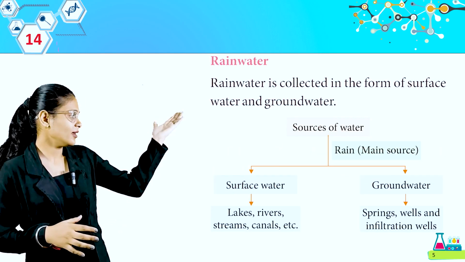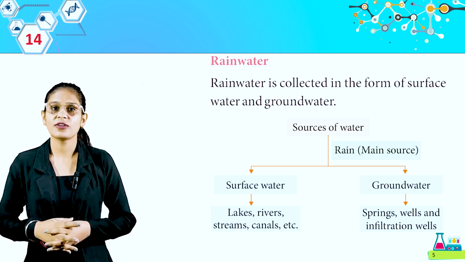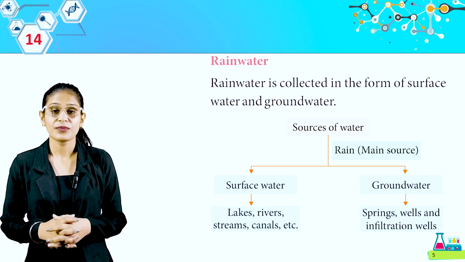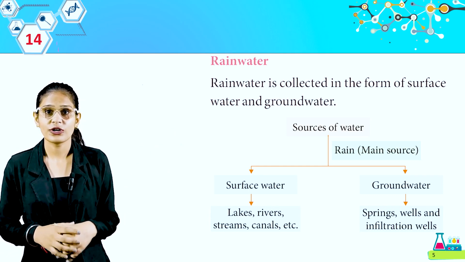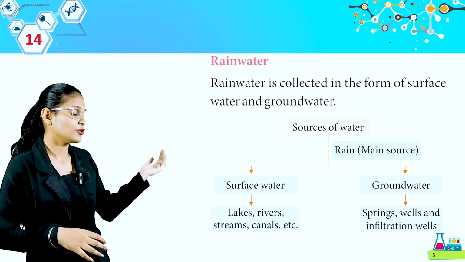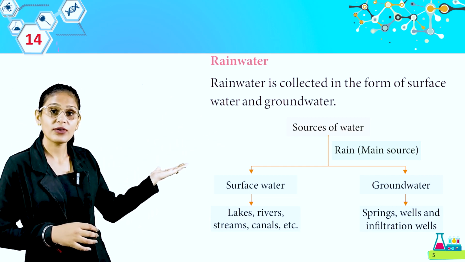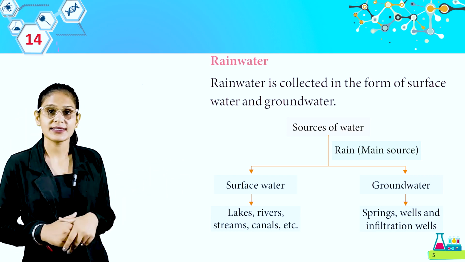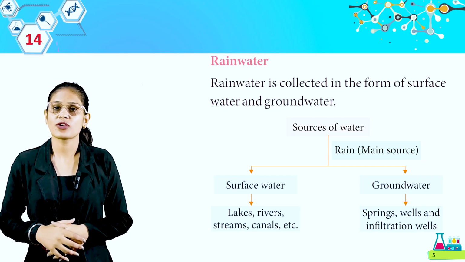Here is rainwater. Rainwater is collected in the form of surface water and groundwater. Look at this flow chart of rainwater. Sources of water: rain, main source. Then we have surface water, groundwater. Surface water goes to lakes, rivers, streams, canals, etc. and groundwater, spring wells and infiltration wells.